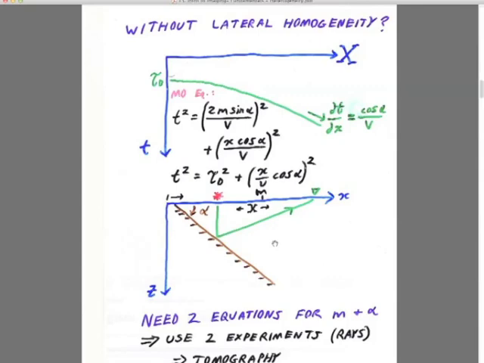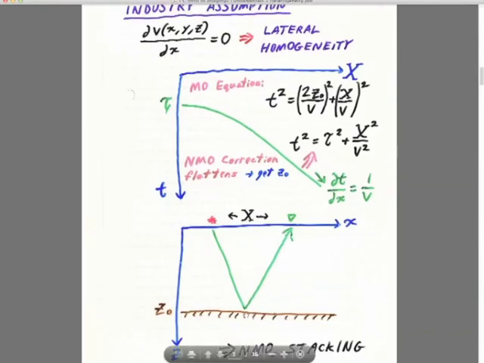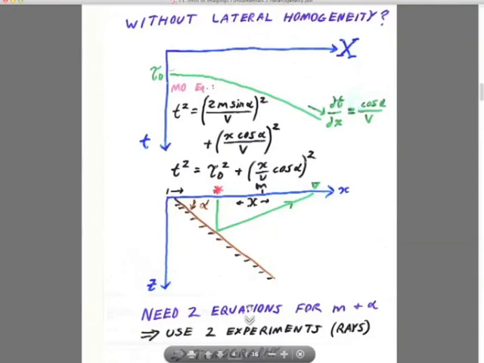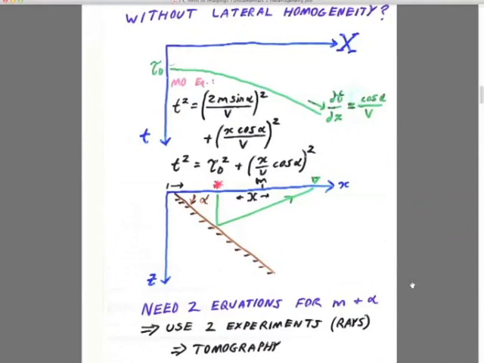And actually, here I've got a definition of migration. Once we do stacking, we're assuming lateral homogeneity. So the reflection point, the depth point, is right under the midpoint, precisely under the midpoint. And what migration does is it takes that assumed depth point, that assumed reflection point, and migrates it from the assumed position under the midpoint to its true position. Okay, that's what migration does. It migrates it up the dipping reflector to the true position. And we'll see a lot of the aspects of that.